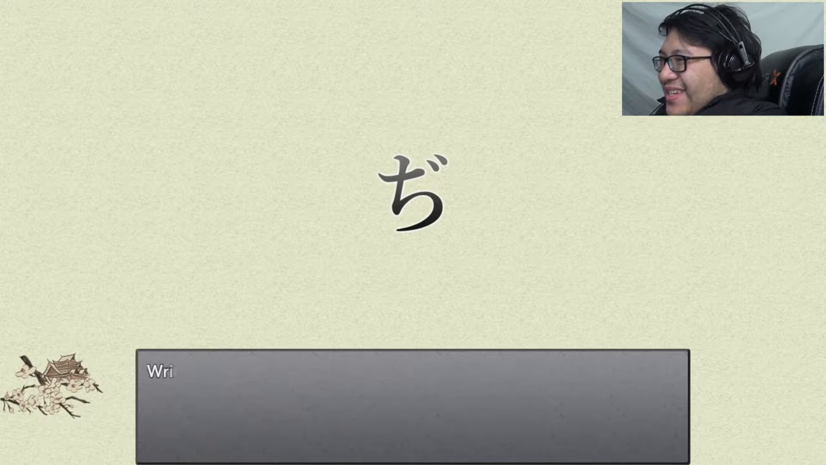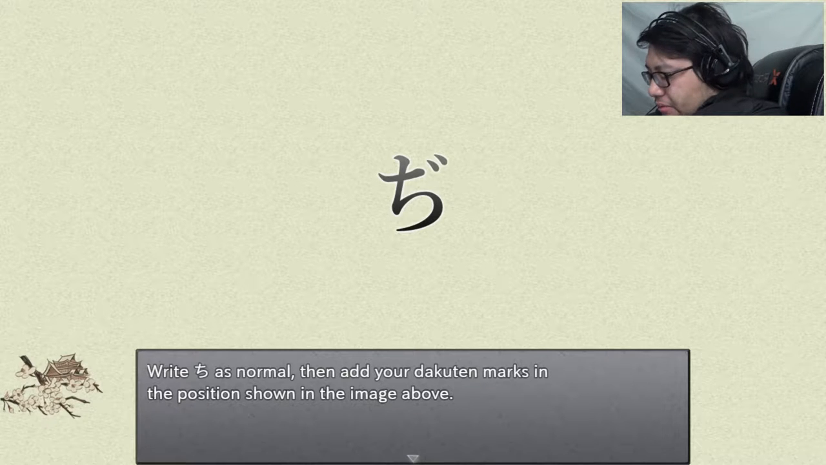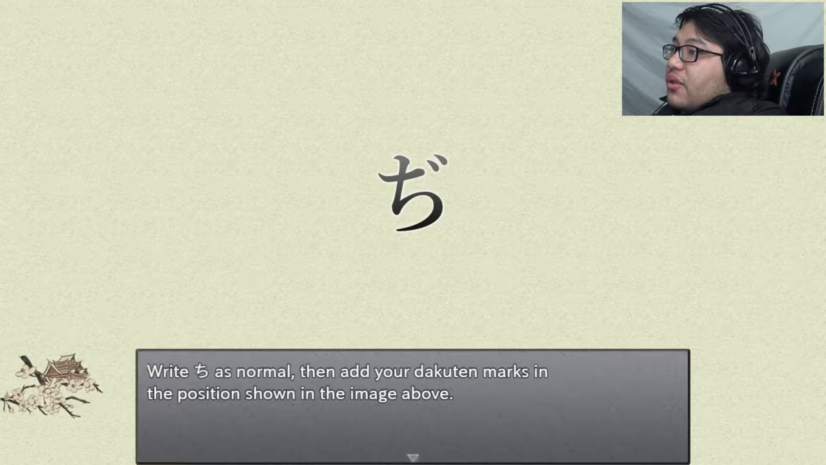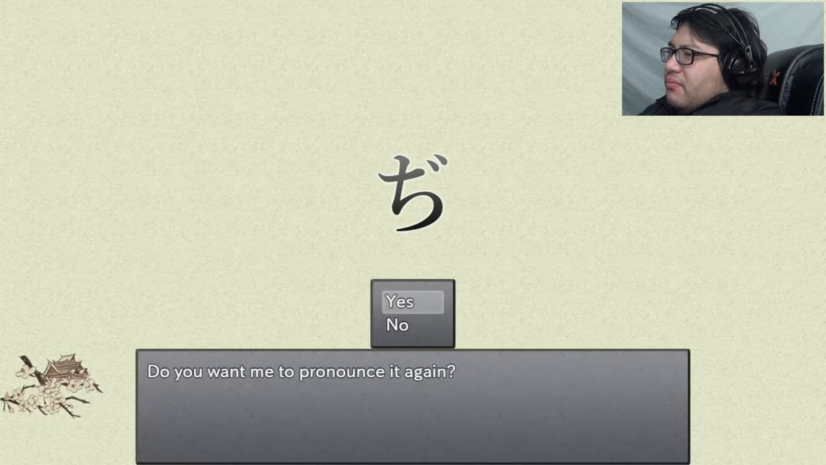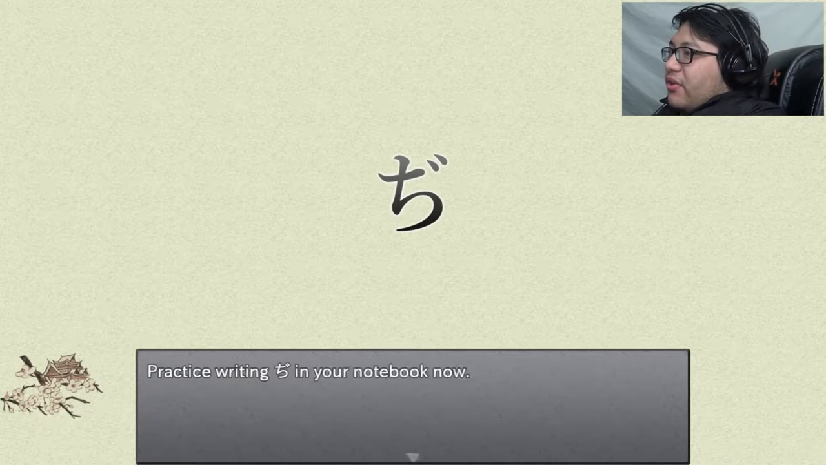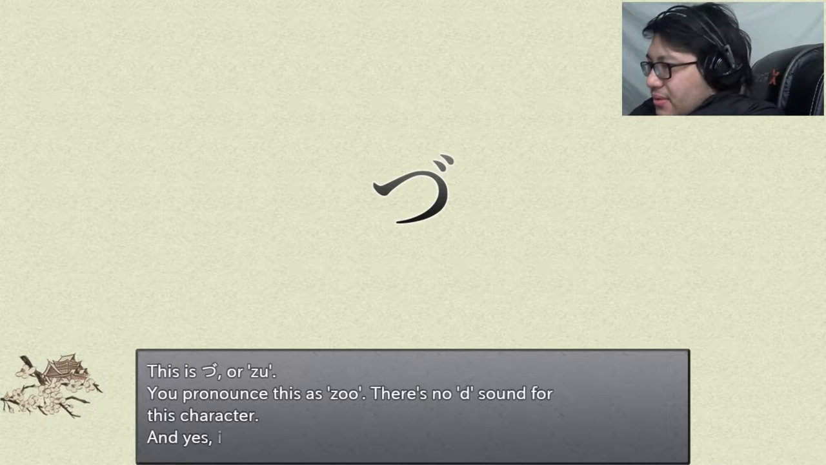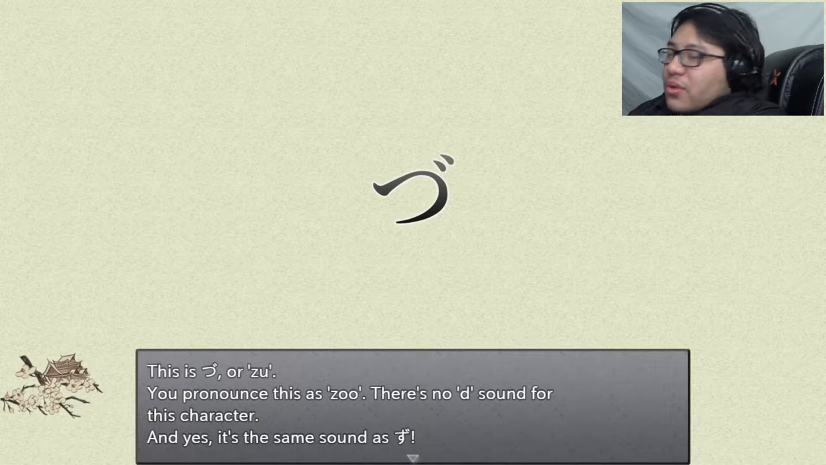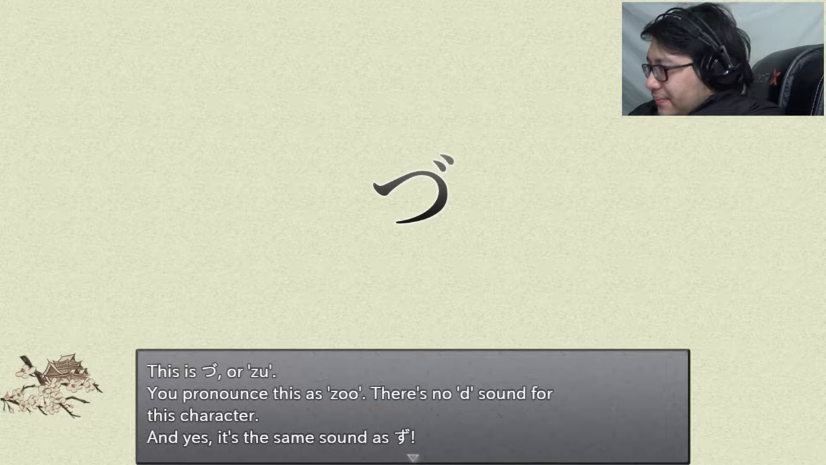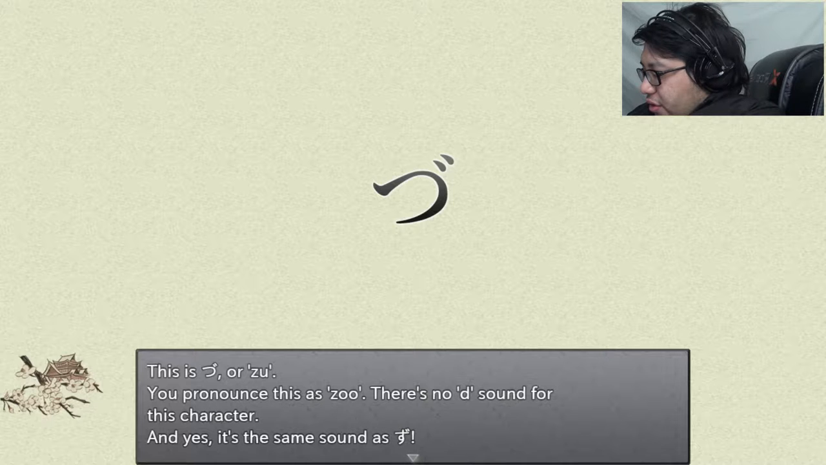What? Write chi as normal, then add your Dakuten marks in the position shown in the image above. What? Okay, now you're confusing me. Why can't we just call it do? Seriously. Straight line, and then that's a zu. Why is this a thing?